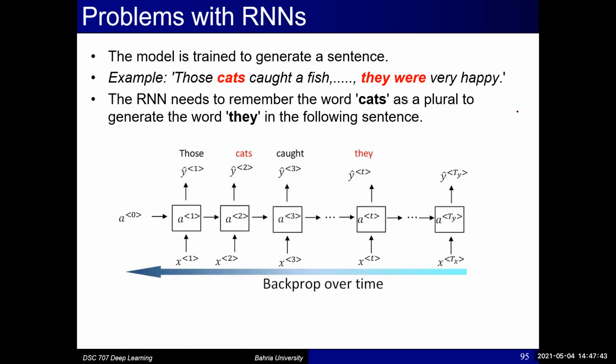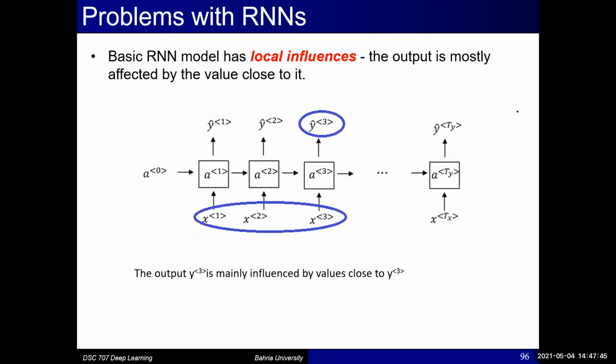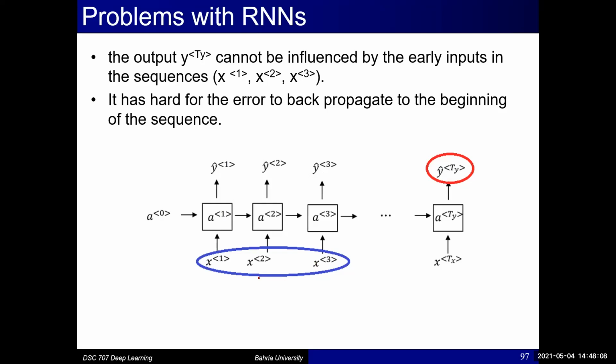And why are RNNs not able to handle this? The reason is that the simple RNN, which we have seen, has local influences. Local influences mean that a value is mostly influenced by the values which are closer to it. For example, the initial words may not have much impact on this output as compared to the words which are closer to it. Say you have 10 different timestamps. These first three words are not influencing this one as much as the words which are closer to it.